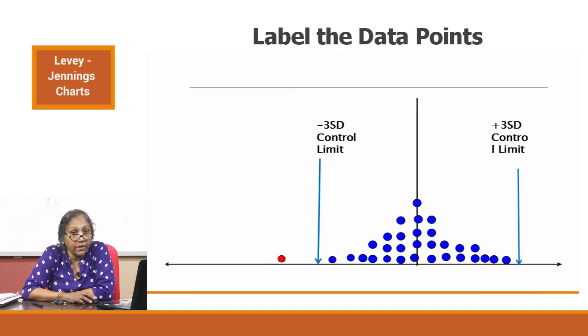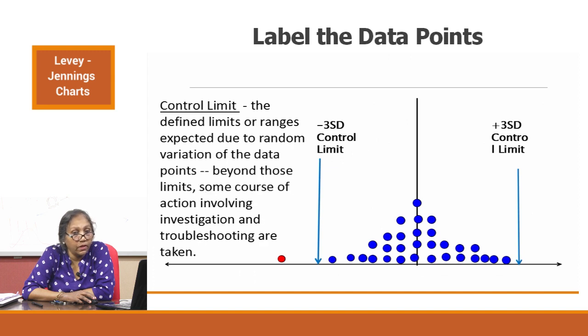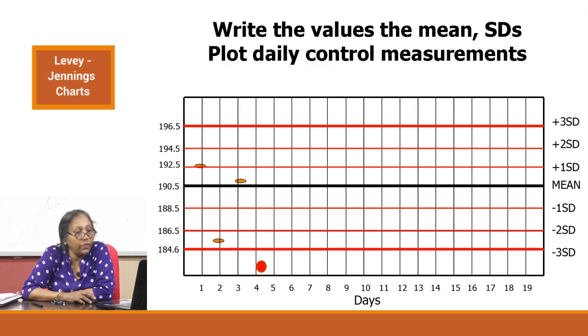Let's go back to the graph that we saw in the previous video. Look at this data point. Where is this data point sitting? This data point is sitting outside of your normal distribution. These are the limits that we have set, the minus 3 SD control limit and plus 3 SD control limit, and this data point is falling outside. How will this look on an LJ chart? On the LJ chart, it will look like minus 3 SD. It has gone outside your defined area where the normal distribution will happen.